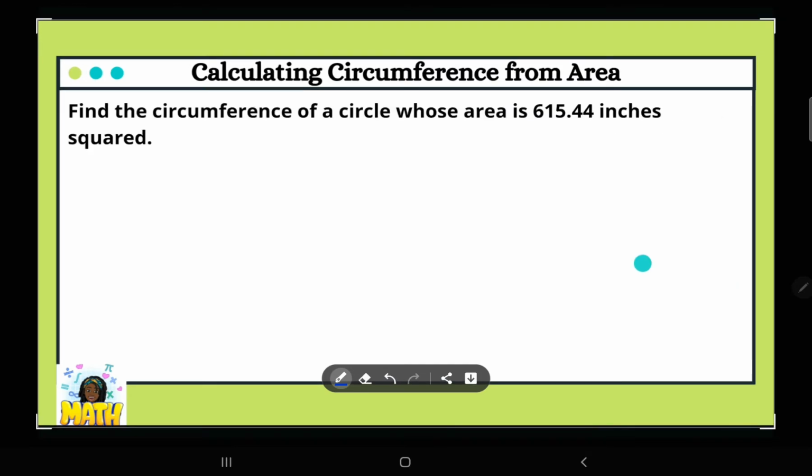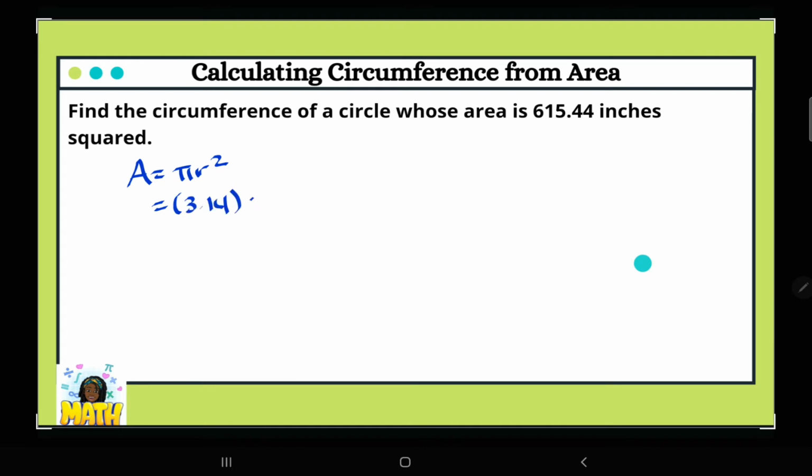Find the circumference of a circle whose area is 615.44 inches squared. So we're going to start off with our area formula. Area equals pi r squared. Replace pi with 3.14, bring down our r squared, and replace a with 615.44. So now we're going to go ahead and divide both sides by 3.14. This here will cancel out, leaving us with r squared.